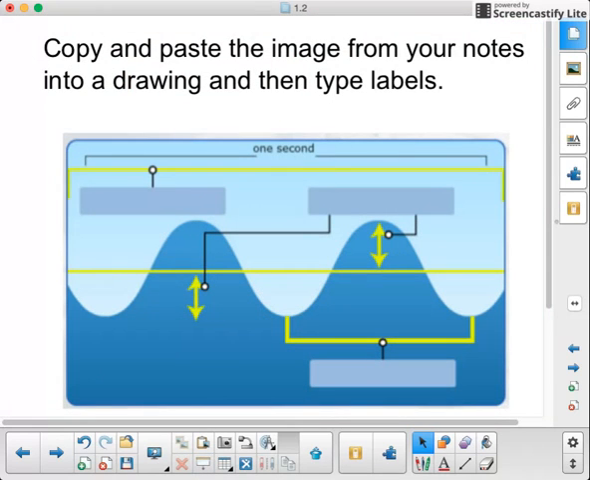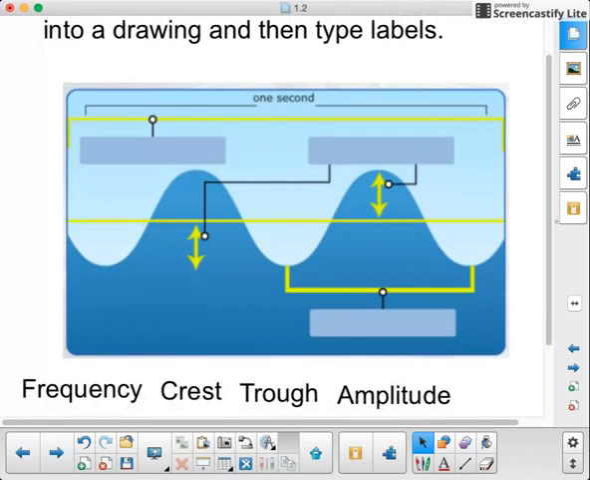The last thing in your notes is a diagram. I put the picture in your notes, and the best way for you to do this is just like it says here: copy and paste this image. So copy is Control-C, paste is Control-V. Move the image from your notes into a drawing. So do Insert, Drawing, and then paste this into the drawing, and then you can add text boxes and type the labels. We need to label some parts of this wave.